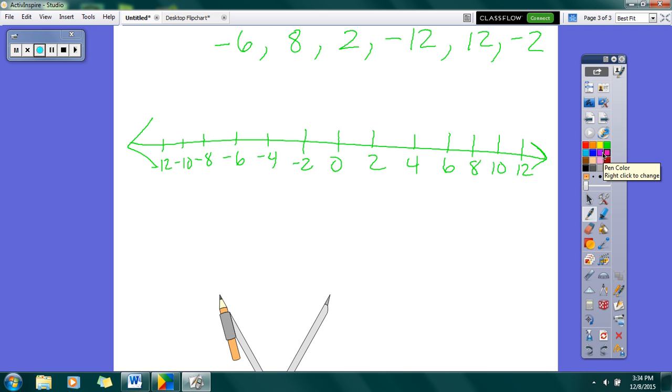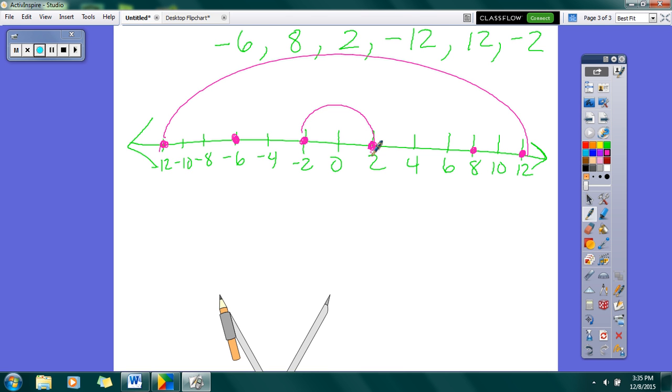-6, 6 spaces to the left. 8, 8 positive spaces to the right. 2, 2 spaces to the right. -12, 12 spaces to the left. And 12 positive spaces to the right. And -2, 2 spaces to the left. 12 and -12 are opposites, and 2 and -2 are opposites. Again, because they are the same distance from 0. Okay?